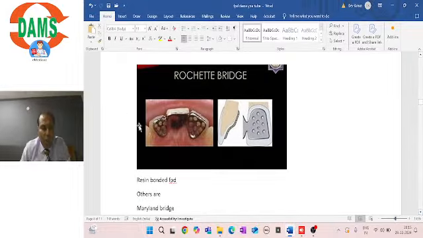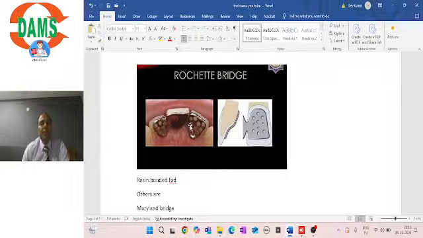So this is a Rochette bridge. This has been asked earlier. I have specifically taken pictures which have been asked so many times. Kindly don't get confused. If you see, there are metal retainers, these we call winged retainers. This is a part of resin bonded FPD.